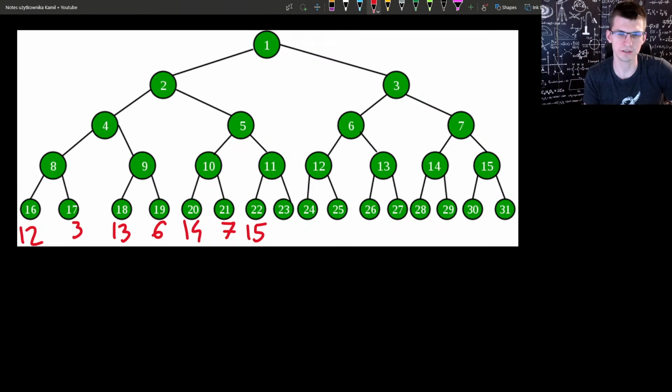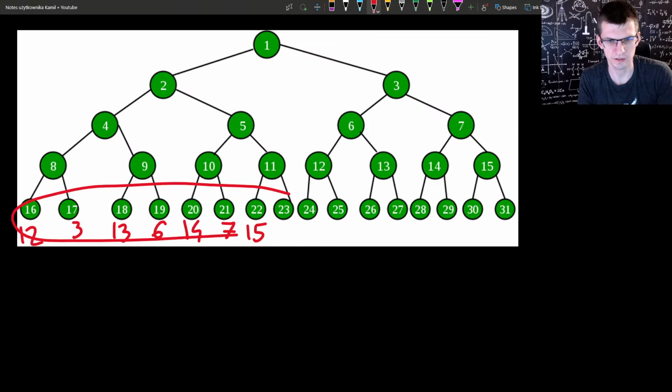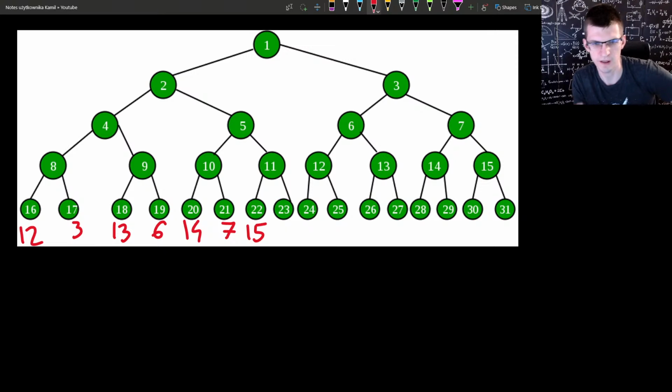Oh, and an edge up to 1 would also be nice. From each of those leaves, there is an edge to vertex 1, the root, and also an edge from 16 to 12, from 17 to 3, and so on. Would that be good? And from here, I don't even use the second edge.